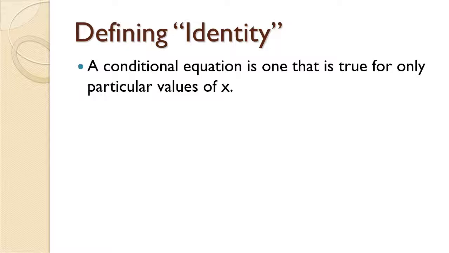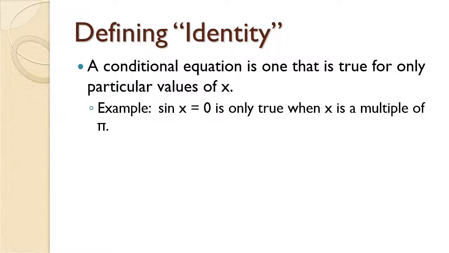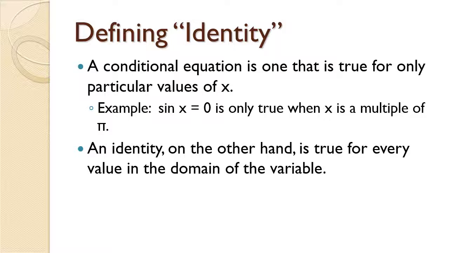First of all, a conditional equation is one that is true for only particular values of x. For example, sine of x equals 0 is only true when x is a multiple of pi. An identity, on the other hand, is true for every value in the domain of the variable. For example, sine squared of x equals 1 minus cosine squared of x is an identity because it's true no matter what values you put in for x.